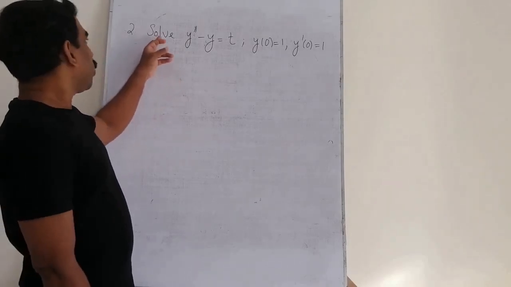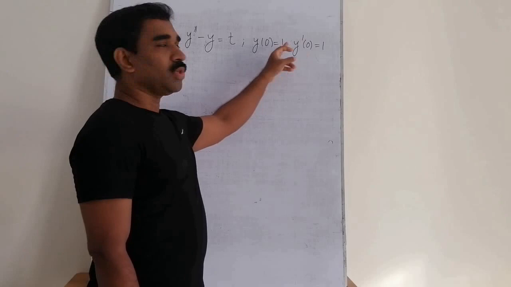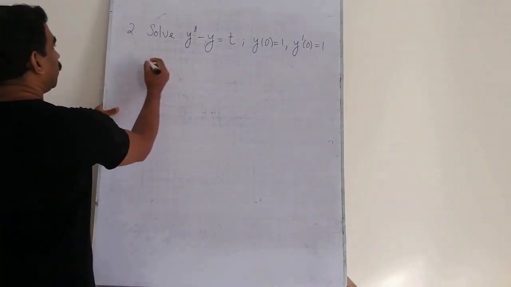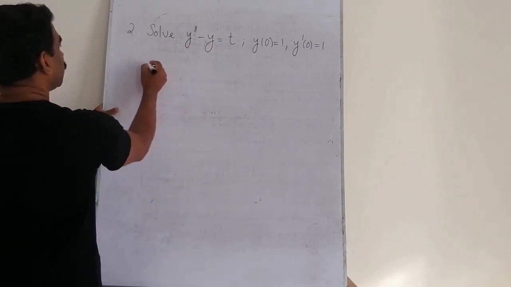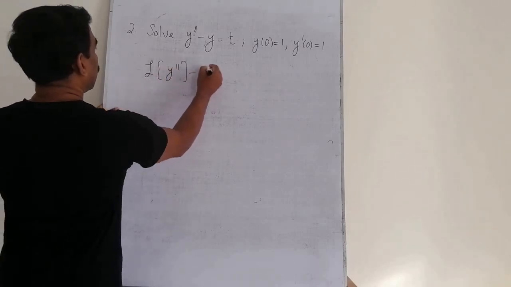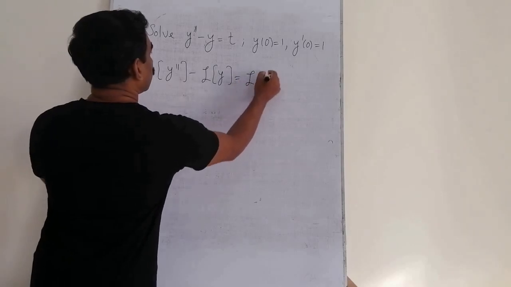Consider the next initial value problem. Solve y double dash minus y equal to t with initial conditions y of 0 equal to 1 and y dash of 0 equal to 2. So as before, let us take the Laplace transform on both sides of this differential equation. So we have the transform of y double dash minus the Laplace transform of y is equal to the Laplace transform of t.